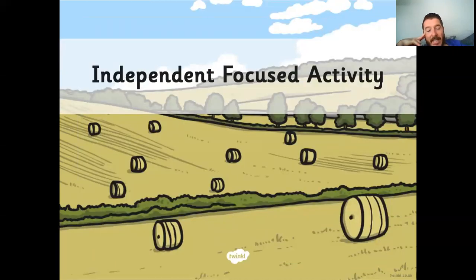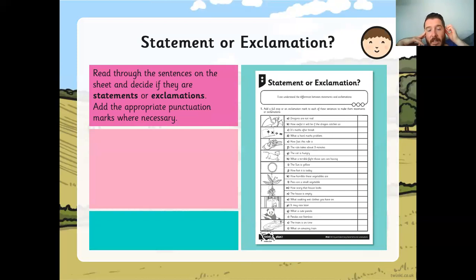So our first activity, this is the first activity sheet that you've got from the planning document. Statement or exclamation. So what you're going to do, you're going to read through the statements on the sheet and decide if they are statements or exclamations. And you're going to put the appropriate punctuation marks where necessary. So if it's a statement, you'd put a full stop, and then you'd put in the box at the end an S. If you think it's an exclamation, you'd put an exclamation mark, and then you'd put an E in the end. So for example, the first one says, dragons are not real.